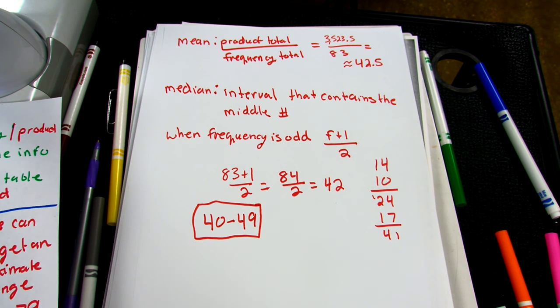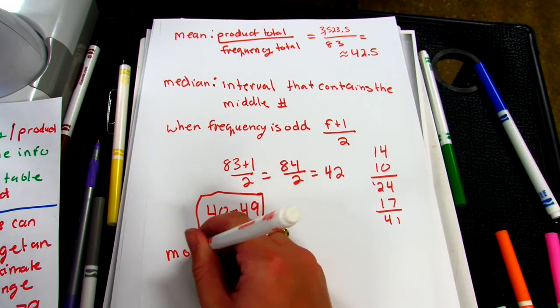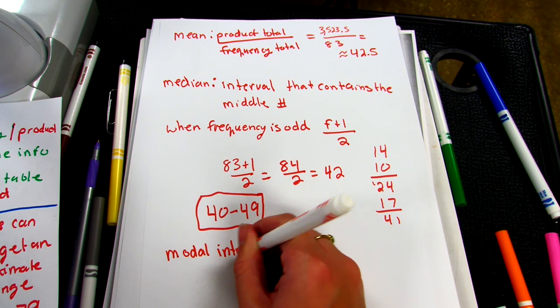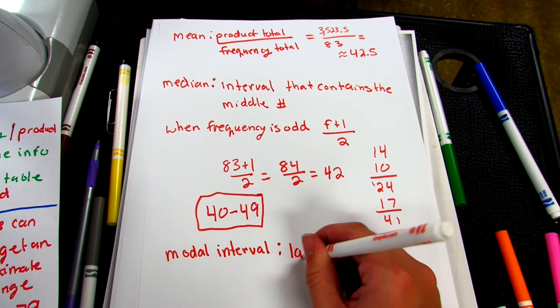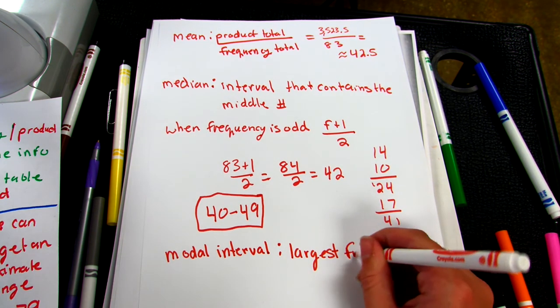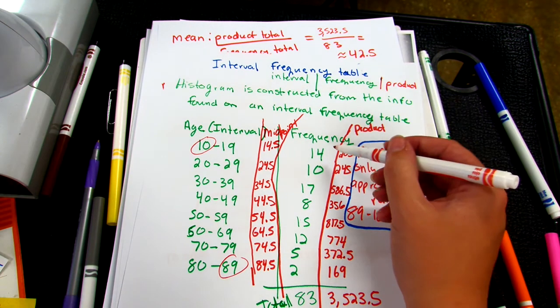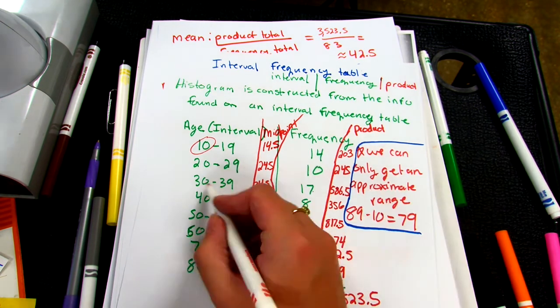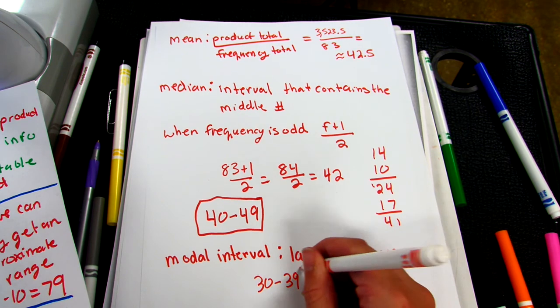All right, so next thing we want to do is we want to go ahead and find the mode. Because we don't have data, we have intervals, we are going to calculate what's called a modal interval, which is the interval that occurs most often, okay? So that's the one that has the largest frequency. So the interval that has the largest frequency would be the one with 17, which is between 30 and 39. So our answer is the interval 30 to 39.